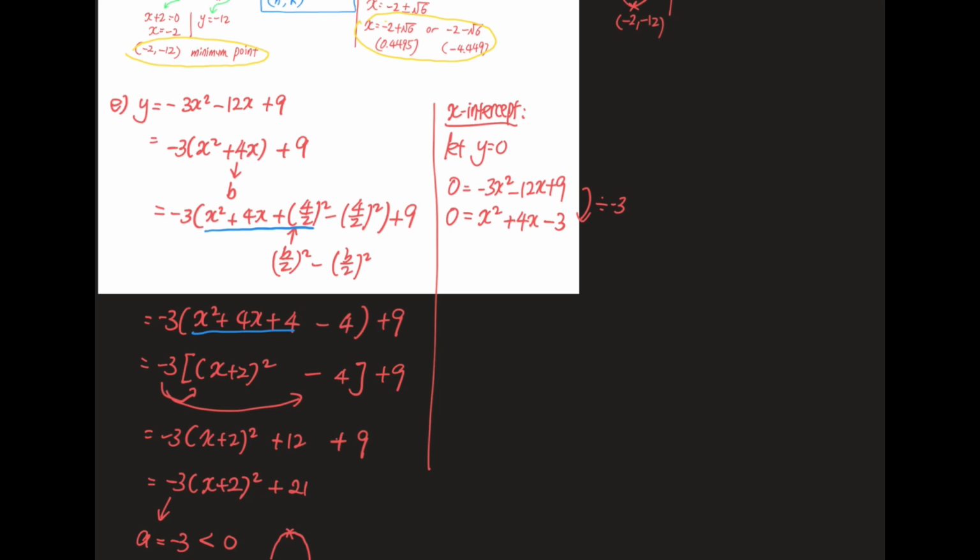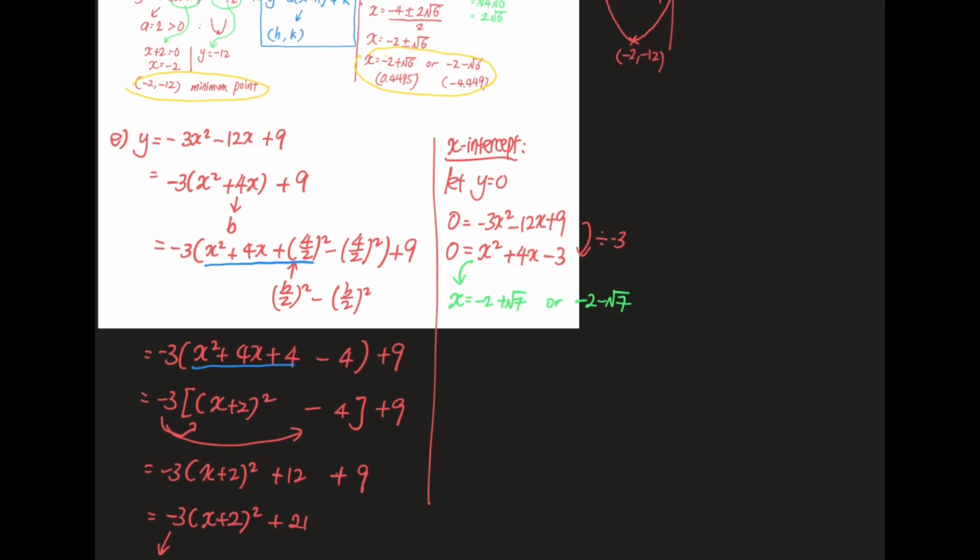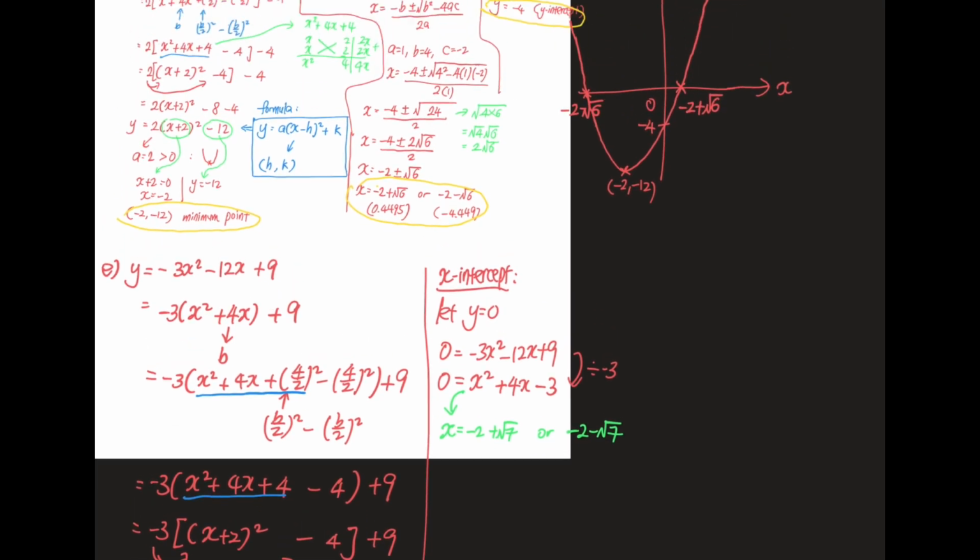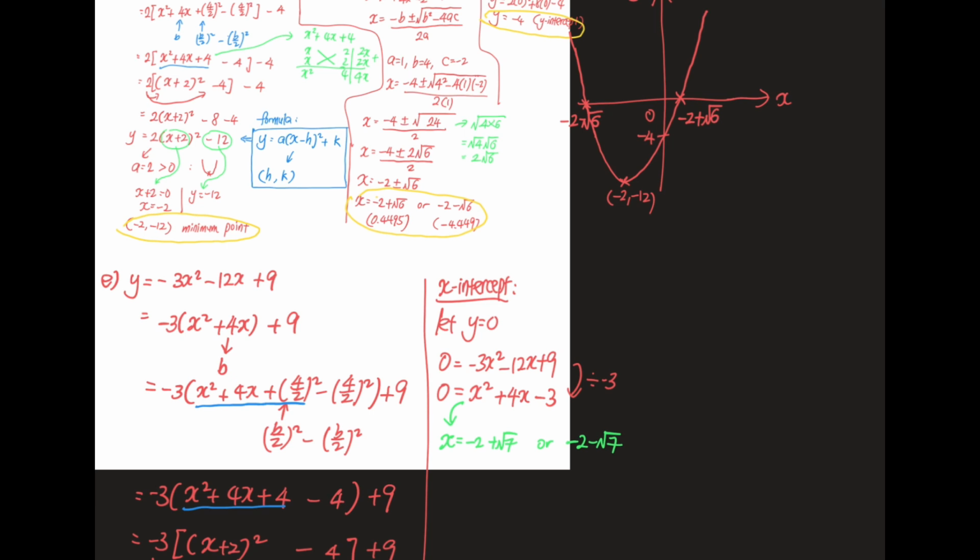Okay, then let's see whether we can factorize this or not. It seems like it cannot be factorized, so I just double check with calculator. Okay, yes, cannot factorize. When I press calculator, I know that x is going to be minus 2 plus square root 7, and the other one is minus 2 minus square root 7. So when you get something like that, that means you have to use the quadratic formula again to show the working and get this at the end.